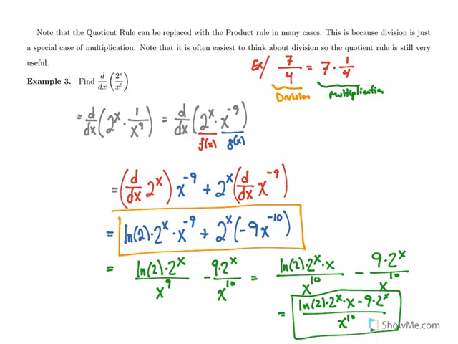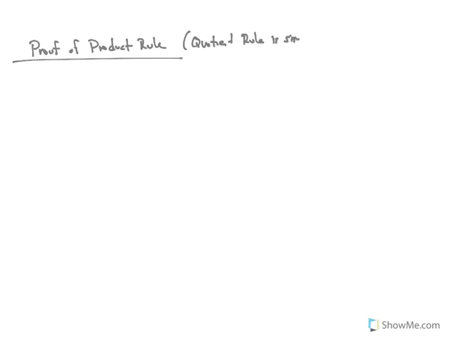Lastly, I want to talk about the proof of the product rule. We're going to use some limits to do this, and note that the quotient rule is similar, but with some added difficulties. So we're just going to do the product rule right now.